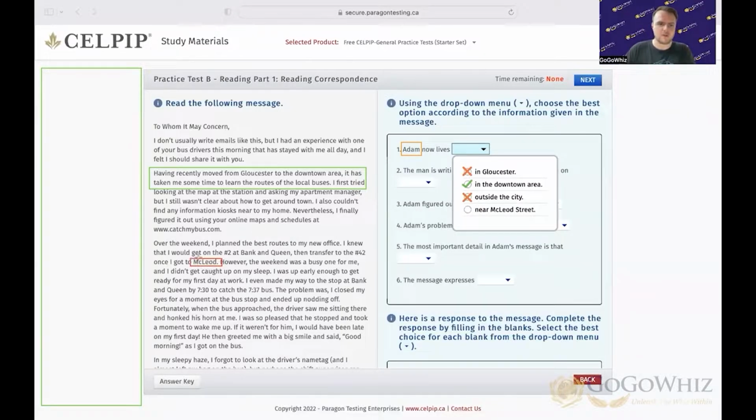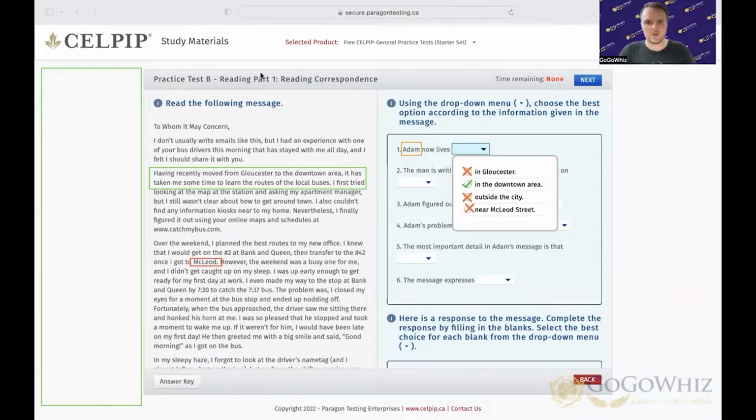Right, so we do see the mention of McLeod, but just because something is mentioned in the CELPIP test does not mean it's the correct answer. So be careful when you're looking for keywords, right? You might be looking for McLeod because it's a street name, so it's easy to find when you're scanning through this. But when you find the actual word that you're looking for, make sure that it also has the meaning, right? So we found McLeod, but if we notice, it says that he planned his bus routes, and this is more about him taking the bus, not about where he lives. So that's why this one will be wrong.